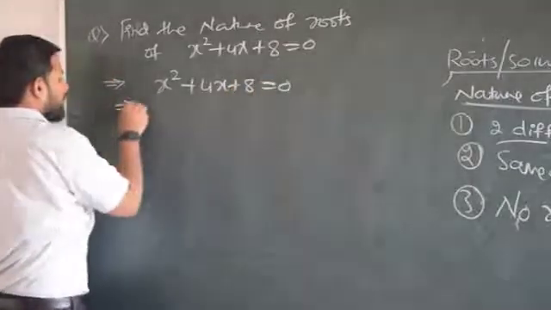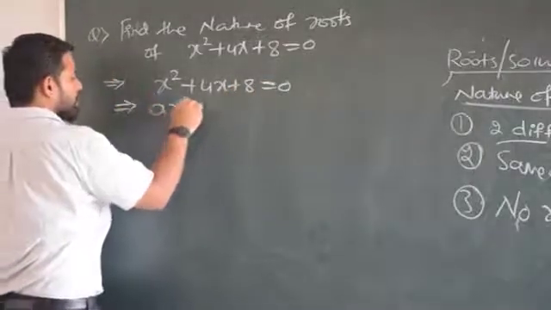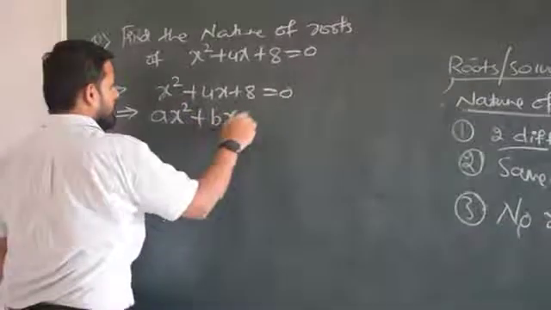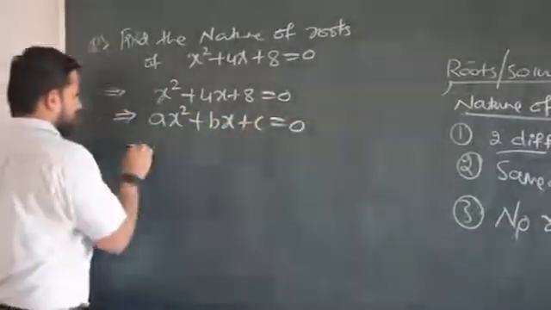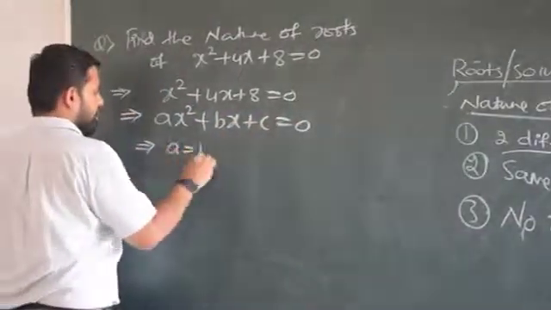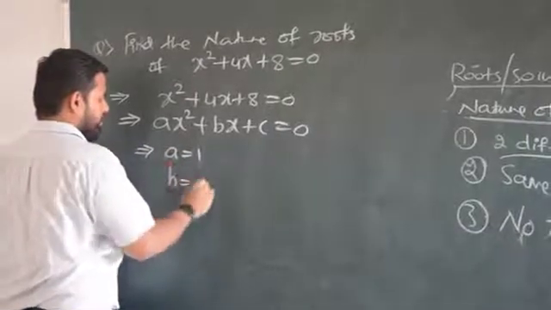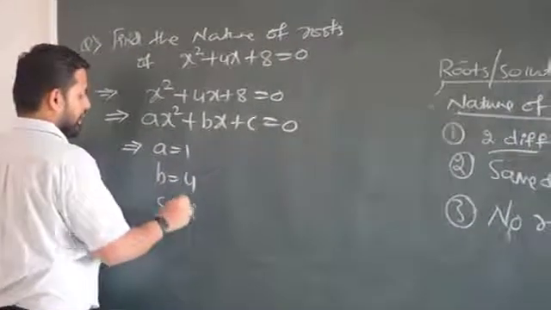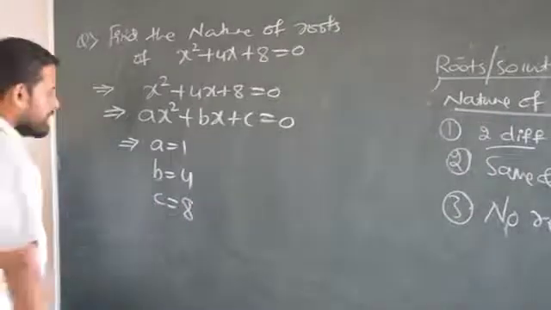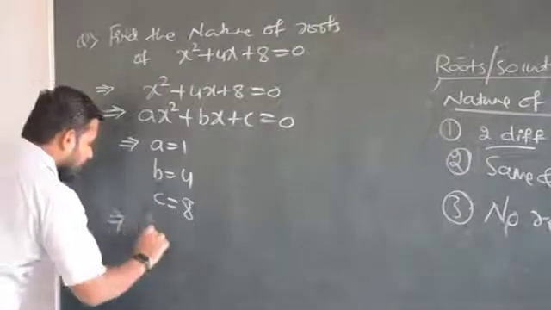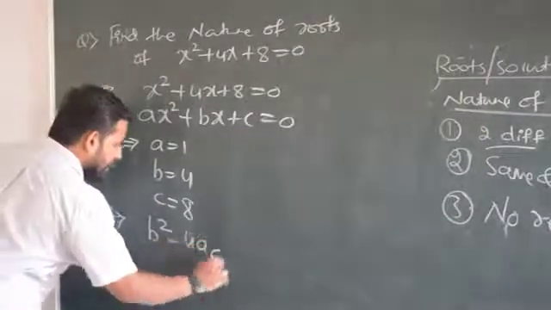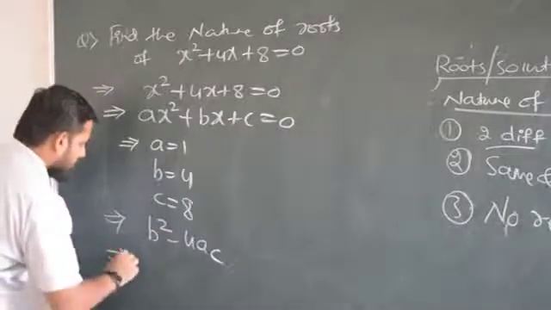Now you have to compare this with ax square plus bx plus c is equal to 0. Then I am going to have a is equal to 1, b is equal to 4 and c is equal to 8. Is it clear? a, b, c. Now you are supposed to calculate b square minus 4ac. So what is the value of b square minus 4ac?